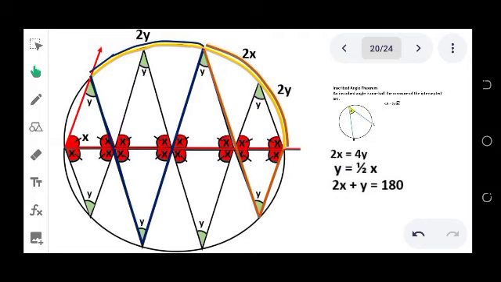Then, since we have y equals 1/2 x, we can replace the y by 1/2 x. So the equation becomes 2x plus 1/2 x equals 180. We simplify the left-hand side, that becomes 5/2 x equals 180. Multiply both sides by 2, we have 5x equals 360. And finally, dividing both sides by 5 in order to find the value of x, which is the one that we're looking for, we will arrive at 72, and this is the answer. That means the measure of the marked angle is equal to 72 degrees, and the problem is solved.